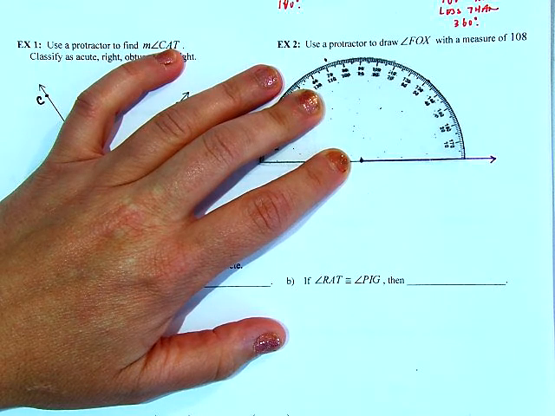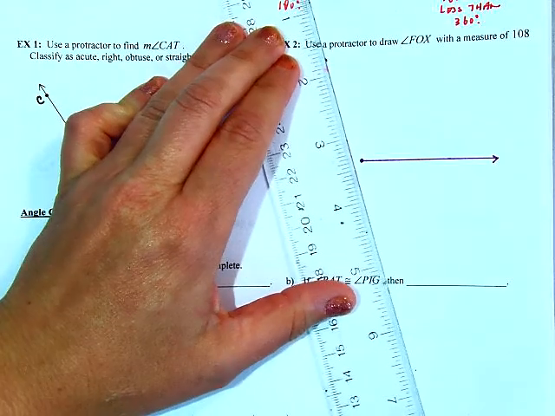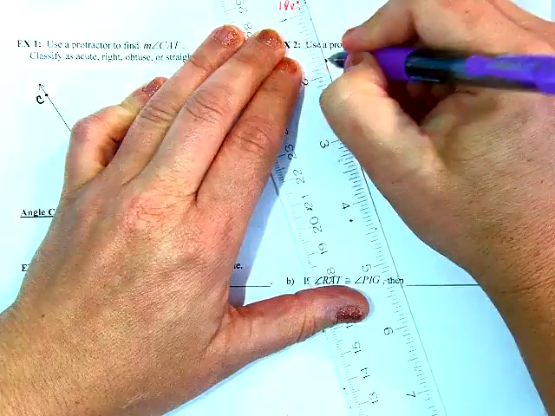I know it's obtuse, so it has to be more than the 90. So let me pull that. And then I can connect through that pathway like so.